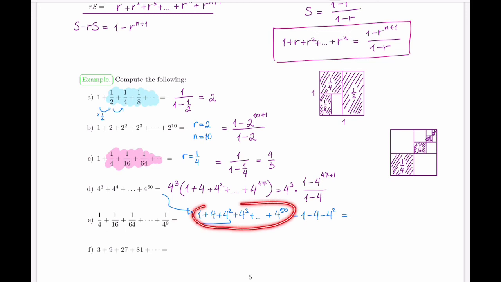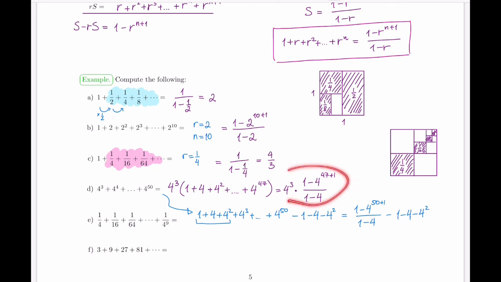So in this particular case then, my r is 4 and my n is 50. So I'm going to have 1 minus 4 to the 50 plus 1 over 1 minus 4. And I should remember to subtract all of the terms that I've added in just so I can use the formula. I know that these two answers don't look the same because we've derived them using different methods, but they are actually the same value, which you confirm by using a calculator.